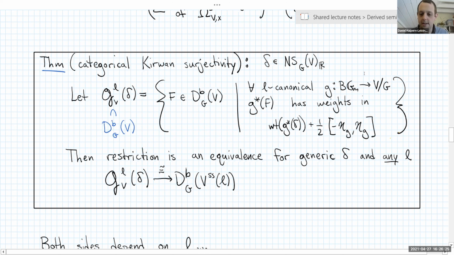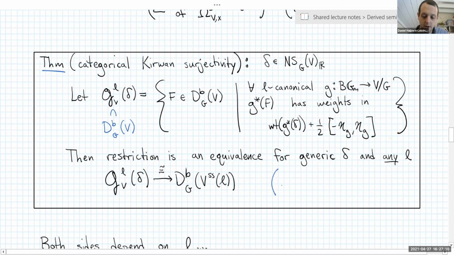So delta here is a fancy way of saying it's a weight of the group, tensor with R. So I can ask, what is the weight of that thing with respect to the co-character defining the graded point? But this is a nice invariant way to say what's going on. So this subcategory, the ones that lie in this interval, the theorem says this is a full subcategory of the equivariant category, and for any L, if you take a generic delta, this restriction functor is an equivalence.